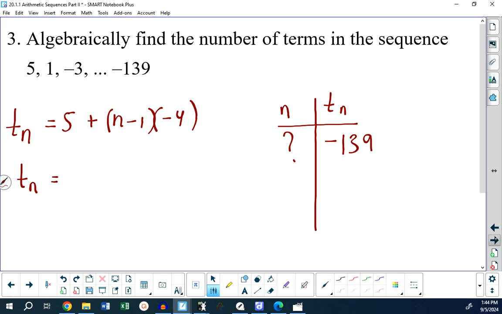Let's expand it out. I would imagine there are a few people in the room who are capable of expanding this out in one step, meaning you multiply the negative 4 and the negative 1 together and add the 5. I would just caution you that the fewer steps you make, the more mistakes you make usually over time. Look at 5 minus 4n plus 4. So I get T sub n equals 9 minus 4n.